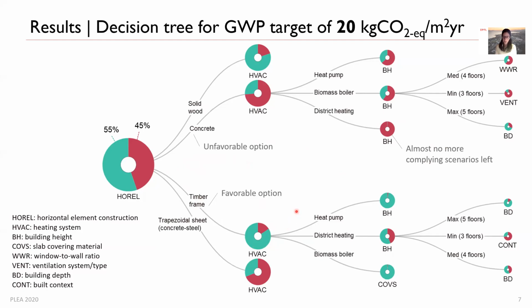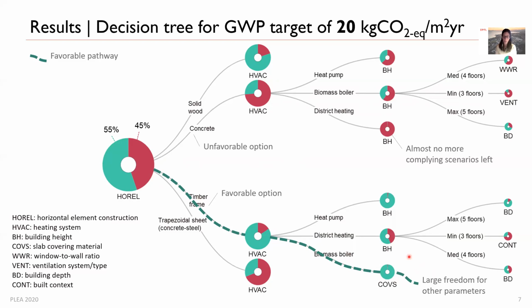So by investigating this tree, we can start to see which are the strings of parameter values or of decisions that will lead to favorable results and that will maximize our chance of respecting our given target. So this path here would be seen as a very favorable pathway, where when we reach this level, regardless of the values for the other parameters, we're almost certain that our scenario will be complying.